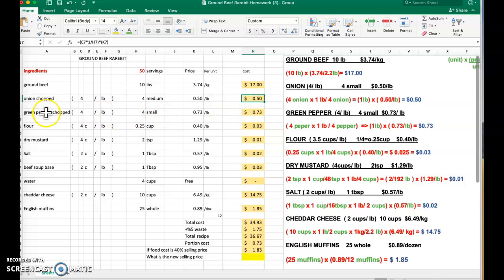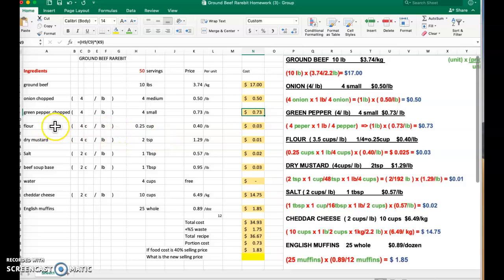Same happens with the green pepper, where the recipe calls for 4 small ones, and here 4 equals 1 pound. So the units are the same, 1 pound, 1 pound, so we can cross cancel. It's 73 cents. That's what I did here in the formula. Always equal sign, open bracket, unit, close bracket, times price per unit.